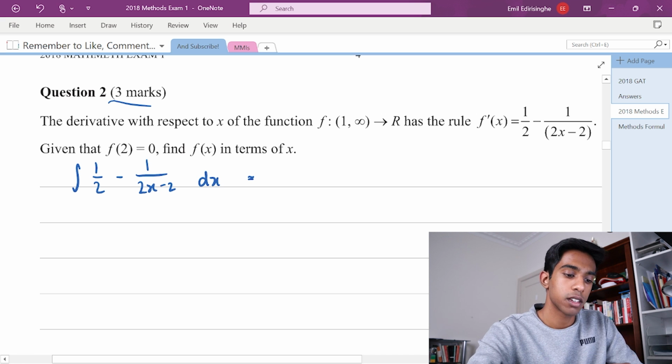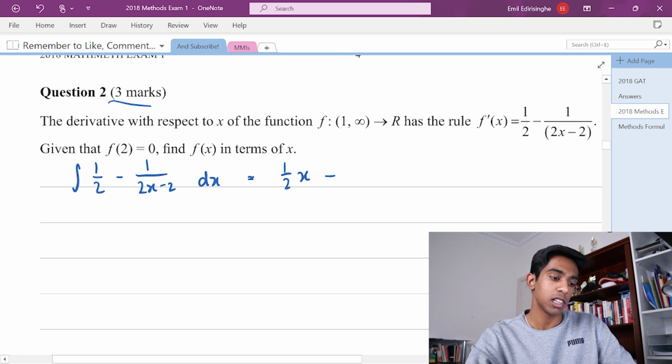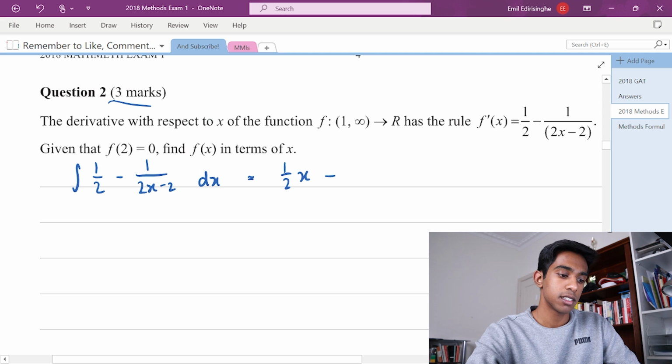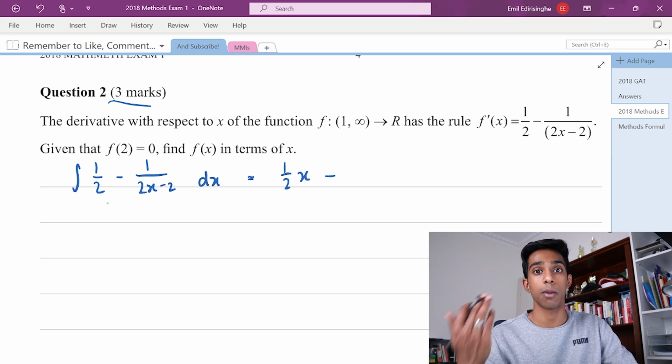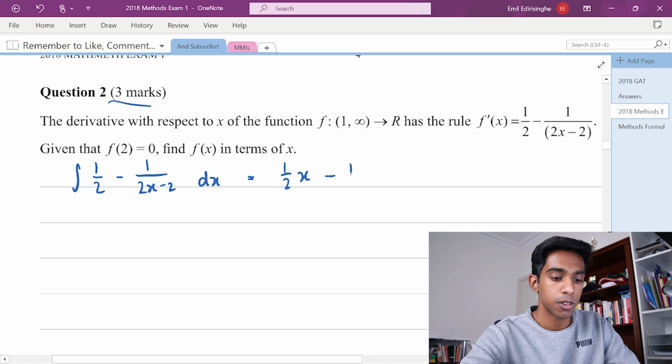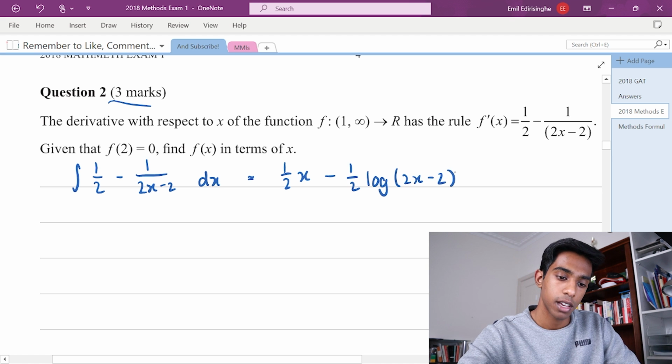And this will give me 1/2 x minus, I know this will be a log because it's x to the power of 1 on the bottom. And since it's a 2, I know that when we're multiplying the log, we'll have to multiply it by 1/2 because it's like the opposite of the chain rule. So we've got 1/2 log 2x minus 2 plus c.